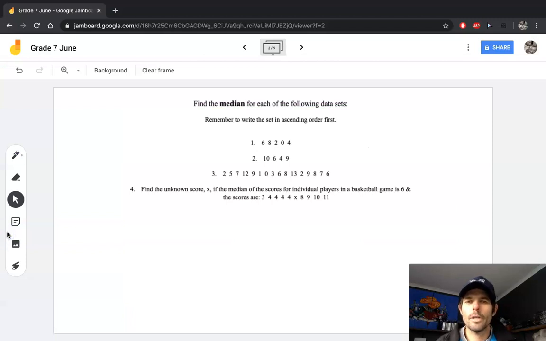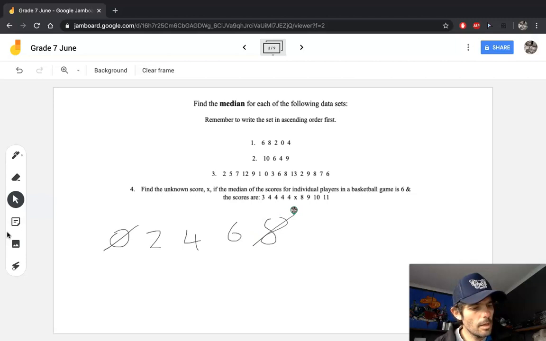For question number 1, the first thing we said we were going to do is write the numbers in ascending order. So that's going to be 0, 2, 4, 6, and 8. So a nice easy one, all even numbers to start off with. We can cancel out and we are left with a median of 4. Okay, so an odd set of numbers, pretty straightforward to work out that median. In question number 2, we first write them in ascending order.